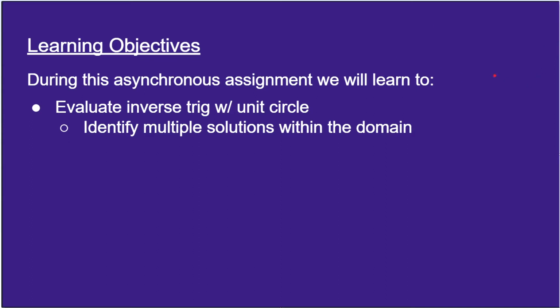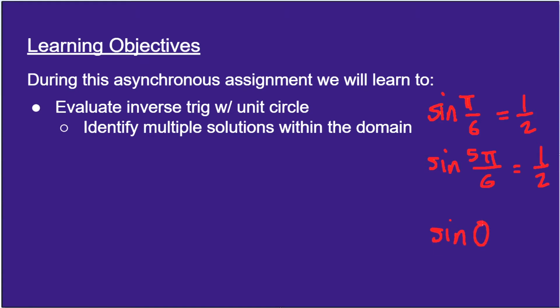For example, we've seen that the sine of pi over 6 would be 1/2. However, we also have seen that the sine of 5 pi over 6 is also 1/2. This means that if I had an equation which told me that the sine of theta, an unknown angle, was 1/2, I could have more than one solution. Theta could be pi over 6, but it could also be 5 pi over 6. So we're going to always be focused on trying to find multiple solutions, right?